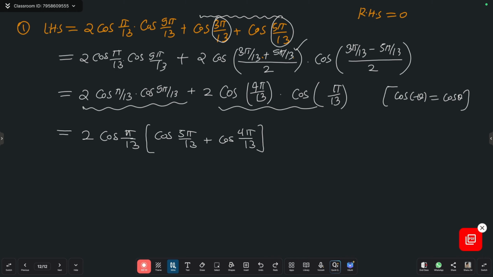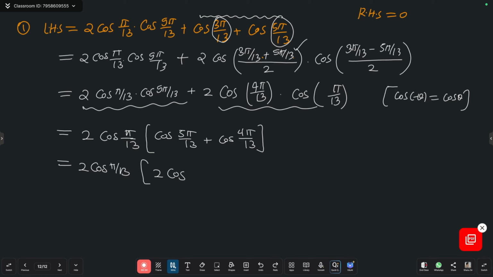Are you not thinking we can apply cos c plus cos d again? Once again, here also we can apply cos c plus cos d. 2, this stays as it is, cos pi by 13. Here apply cos c plus cos d: 2 cos of (c plus d) by 2. So 5 pi by 13 and 4 pi by 13. How much?